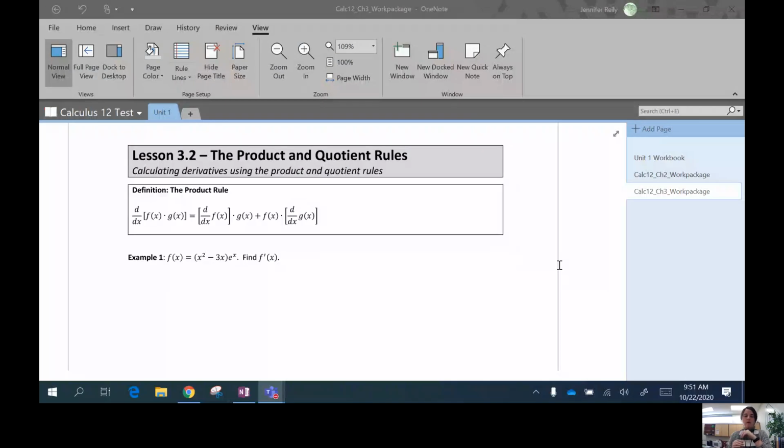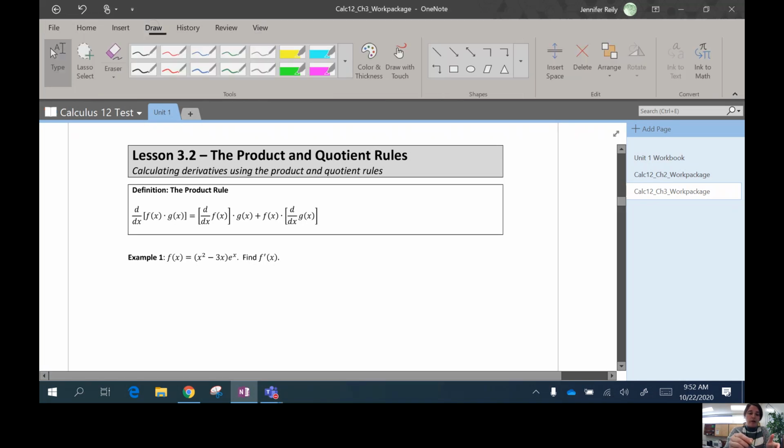Video to go over lesson 3.2, which is the product and quotient rules. So these rules you want to use when you're trying to take the derivative of a function that has two terms that are being multiplied together or that are being divided. Before we do the quotient and product rules, though, I want to talk about another function that we haven't seen yet, but we're going to see a lot today.